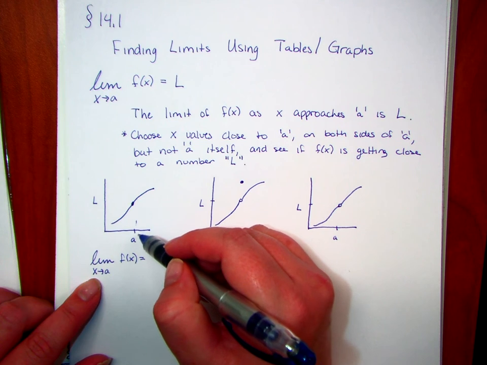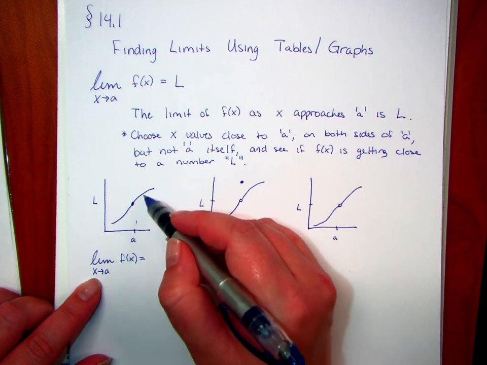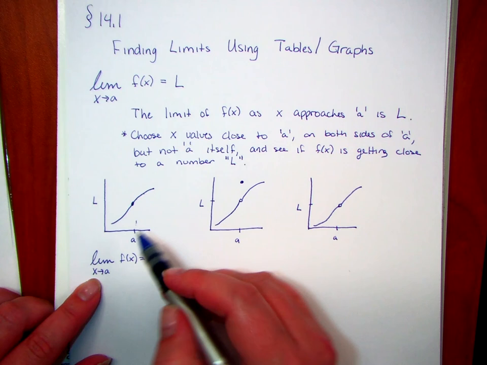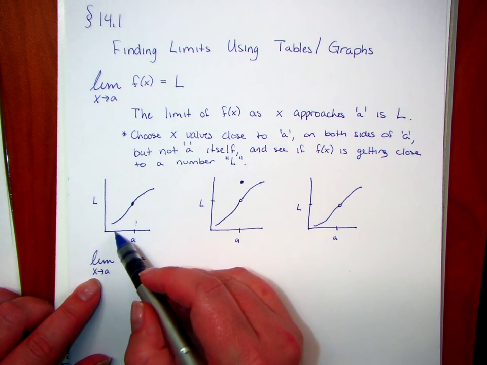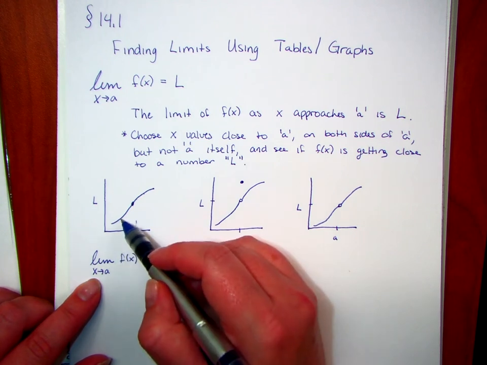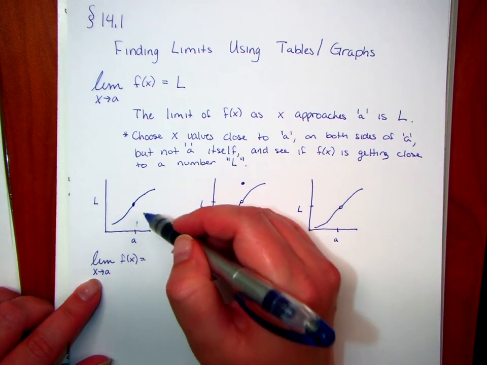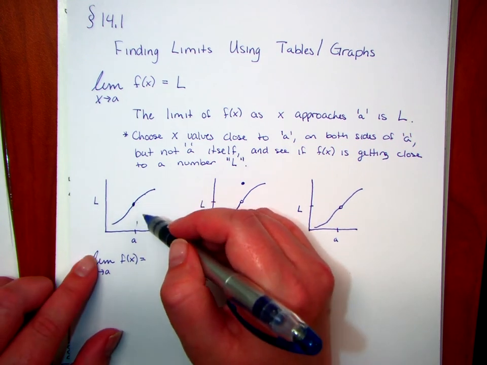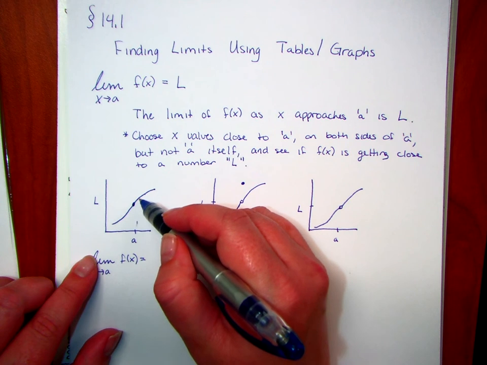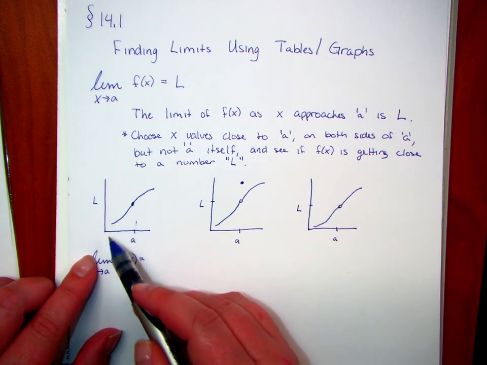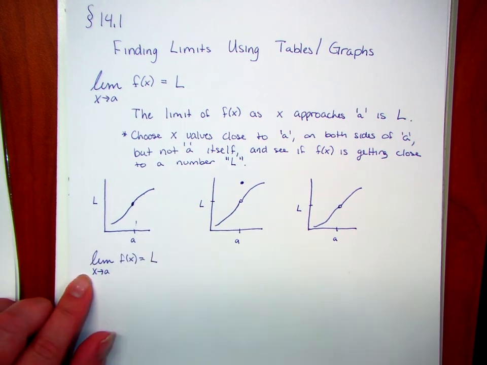If I were to plug in values greater than a, my function values would decrease to this number L. And if I were to pick x values less than a and plug those numbers into the function or look at the graph, the function values are going to increase to a number L. Because the function values are approaching the same number on the right-hand side and on the left-hand side, this limit is going to equal L.